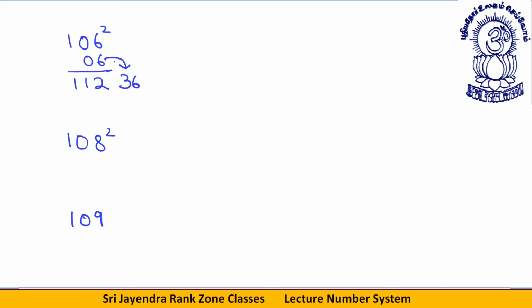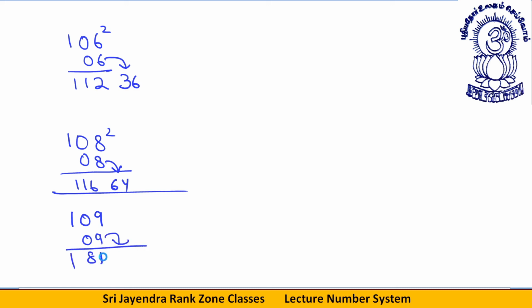See, students, the only difference is that previously we were subtracting, now we will be adding. Previously we were subtracting how much it was lesser than 100. Now we are adding how much it is more than 100. To 108, you add 8, because it is 8 more than 100. The square of 8 is 64. Done. Add 9 to this.